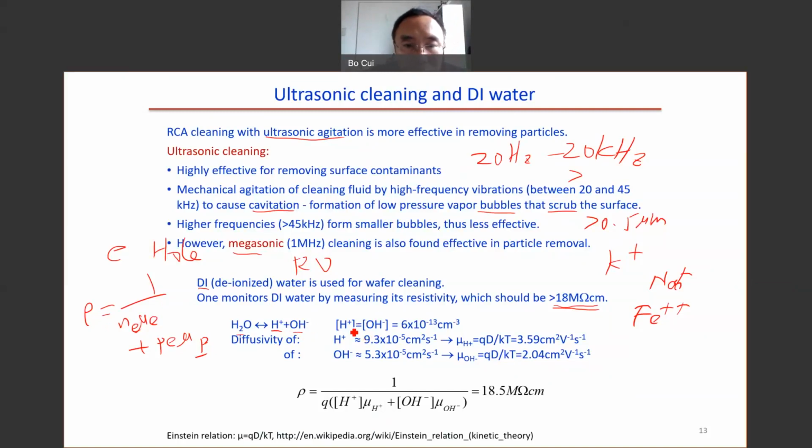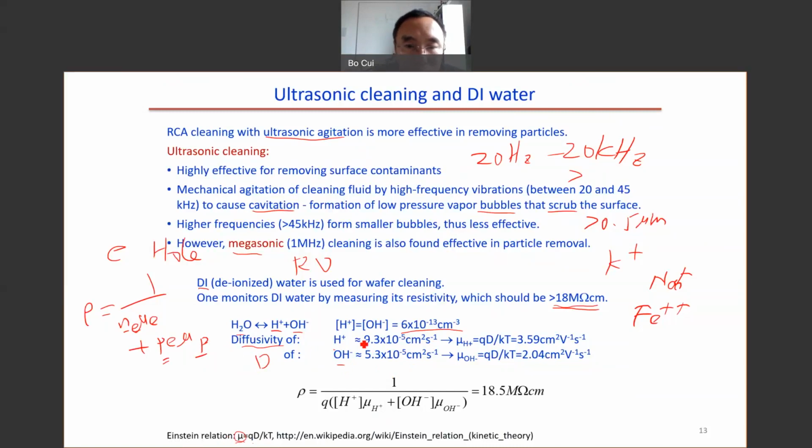At room temperature, the ion concentration is given by this number here. This corresponds to the n and p, and we know the diffusivity D. We will talk about diffusivity in chapter 7, more about the diffusivity of the dopant. For hydrogen ion and hydroxide ion, the diffusivity is given by those numbers. Then we can use the Einstein relationship: if we know the diffusivity, we can find the mobility. The mobility is given by those numbers.